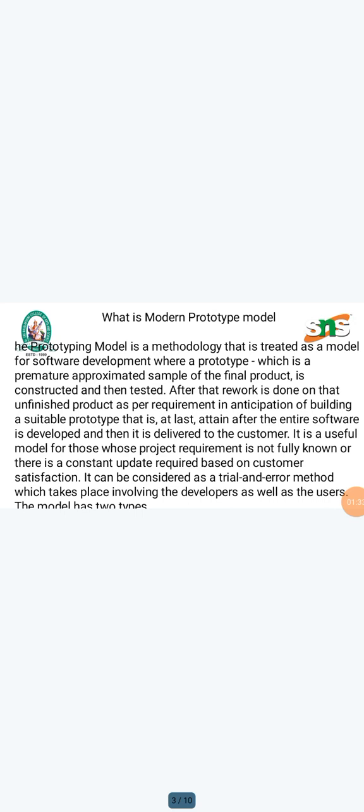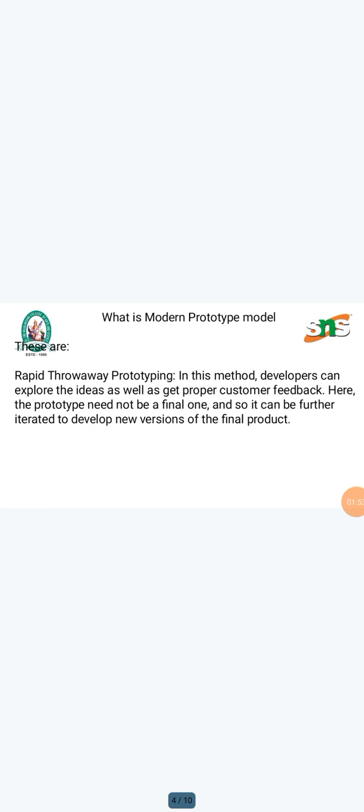It is a useful model for those whose project requirements are not fully known, or where constant updates are required based on customer satisfaction. It can be considered a trial and error method which takes place involving the developers as well as users. The model has two types: rapid throwaway prototyping. In this, the developers explore the ideas as well as get proper customer feedback. Here the prototype need not be a final one, so it can be further iterated to develop new versions of the final product.